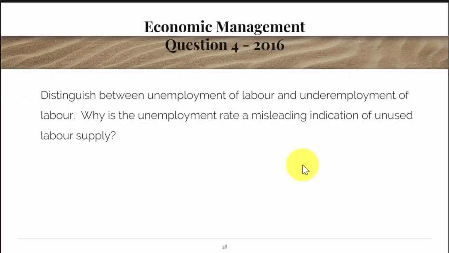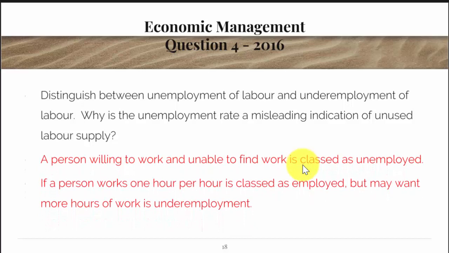Here's another question, and that's fairly prevalent in today's context. The prevalence of underemployment. So what's the difference between that and normal unemployment? Under the present guidelines, a person willing to work and unable to find work is classed as unemployed, and that's even if you have 1 hour of work per week. So it means you're off the dole queue and you're employed.